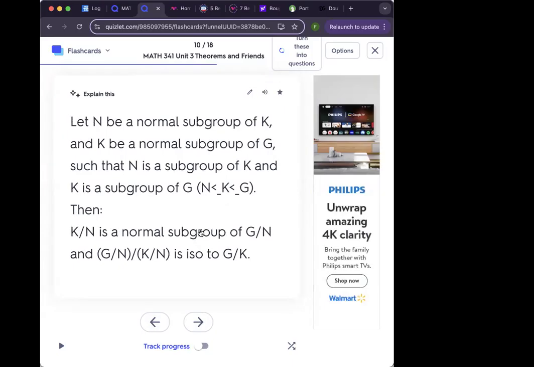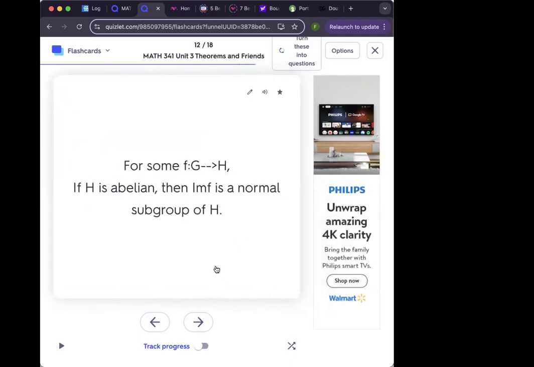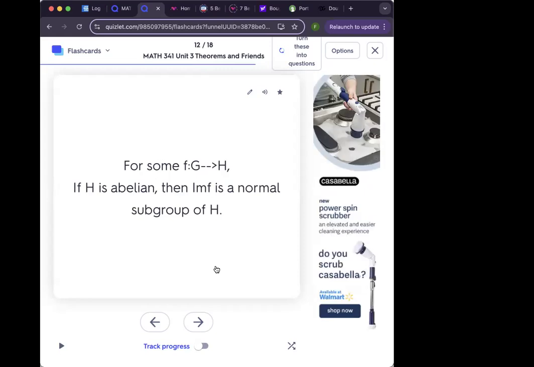And we have this hierarchy going on because normality is not transitive. But just remember that isomorphisms are transitive. It's just normality that's not. Just a couple of other things from her notes that were noteworthy, pun intended.